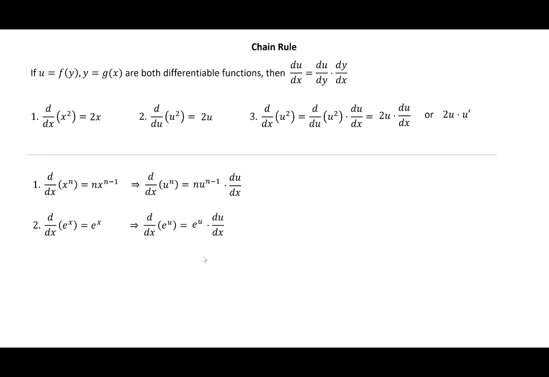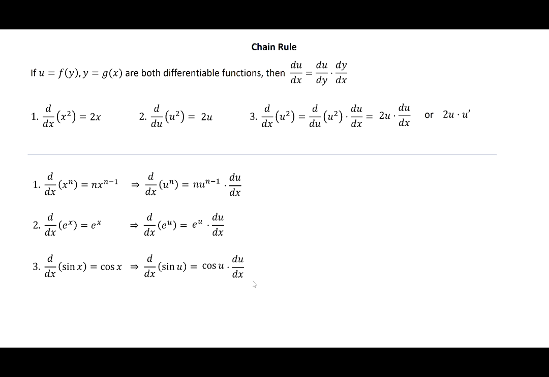Cool? Are you getting the hang of this? Move on to the third one. d/dx of sine x equals cosine x. Based on the pattern, can you guess what I'm about to ask you? Yes, you got it, I think. I'm going to ask you, what is d/dx of sine u? The answer is, first take the derivative d/du of sine u, which is cosine u, and based on this result, times, do not forget, be sure to multiply by du/dx.